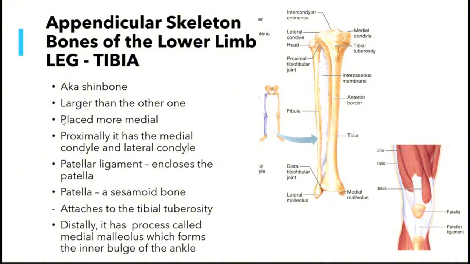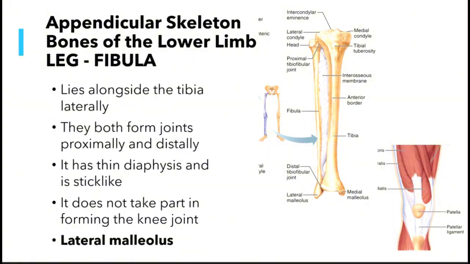Patellar ligament, also known as your kneecap. This ligament encloses the patella, which is made up of sesamoid bone. So it has its attachments. Fibula. In the fibula, you have your lateral malleolus. This one forms part of the outer part of the ankle.